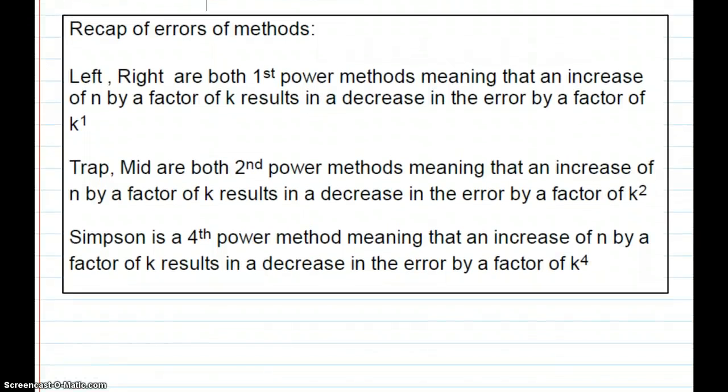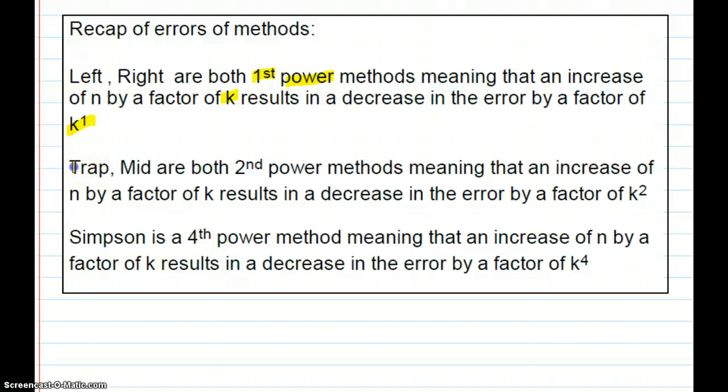So let's recap the methods that we've seen. First, the left and the right. They are both first power methods, meaning that an increase of n by a factor of k, we were using 10, but it could have easily been 5 or 6, a factor of 6, anything, factor of 20, results in a decrease in the error by a factor of k to the first. So it's basically an even trade-off. Put 10 factor in, get a 10 factor decrease out.